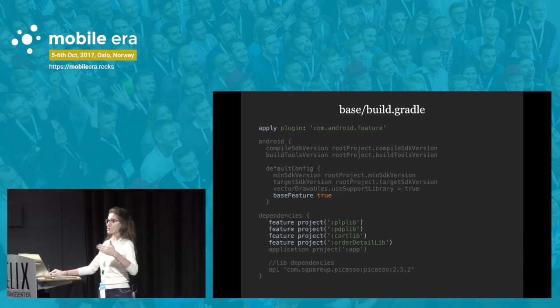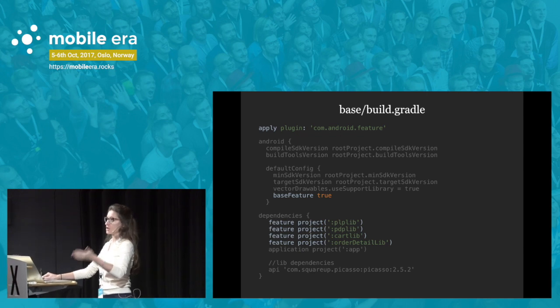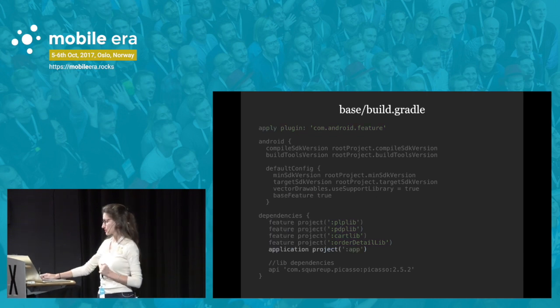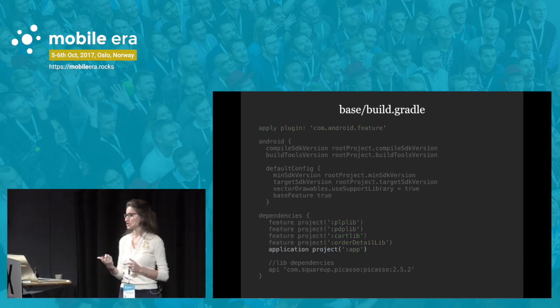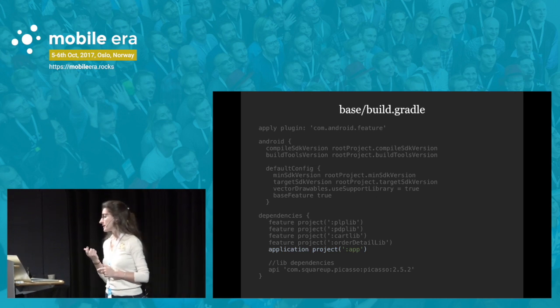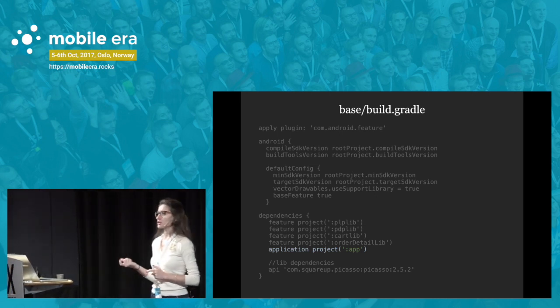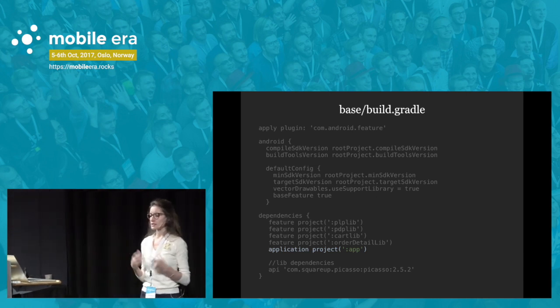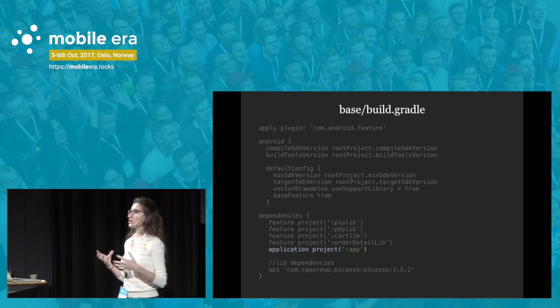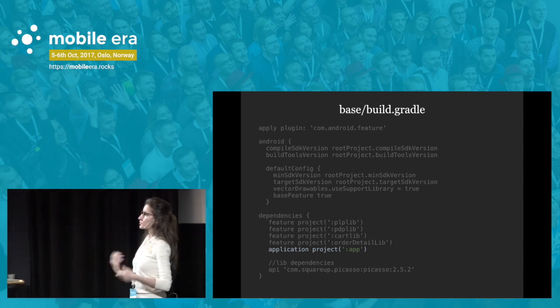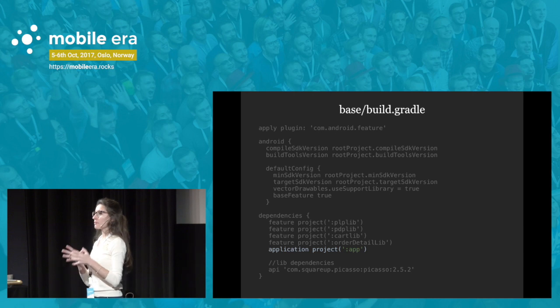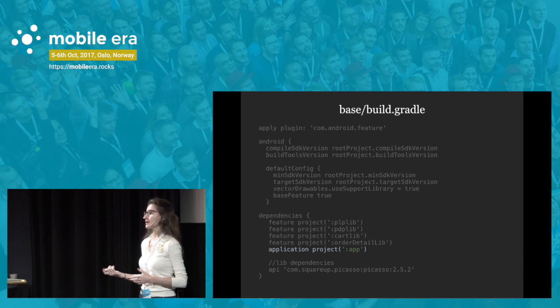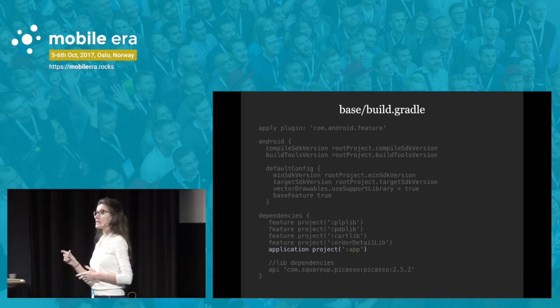So all of them would depend on the base module. So we have to tell base module that it would provide some information to the feature modules. I would love to pay your attention to a very important configuration, which is application project, that requires the name of your application module. And this configuration is important for cases when your current installable application supports different flavors. So if you want to propagate these flavors to the instant apps, you have to specify application project and provide the name of your app module.